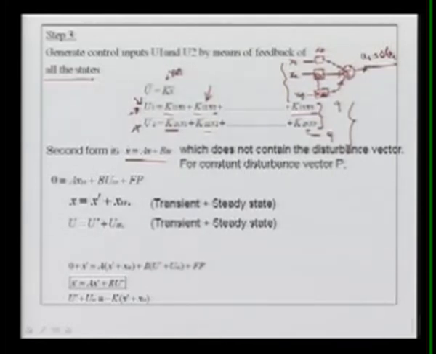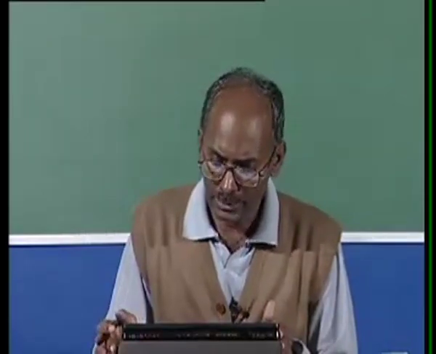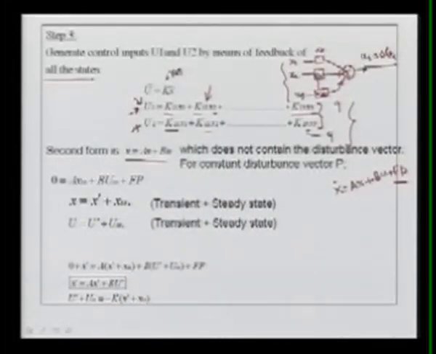One thing we saw in state space form is that we had x dot equal to Ax plus Bu plus Fp. But in standard form we always write x dot equal to Ax plus Bu, meaning there is no disturbance vector. So we have to eliminate this vector and go for the standard form, and only then can we design the optimal controller. For that, we know that for a constant disturbance vector p, x dot will be equal to 0.